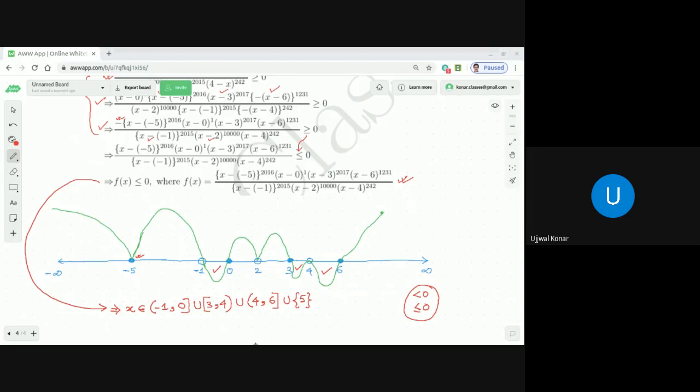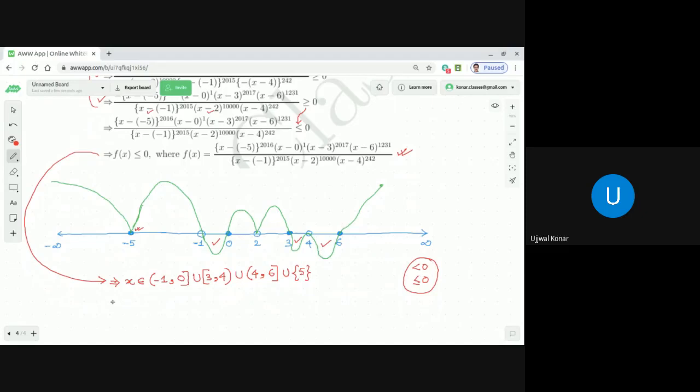Correct? So what we get? -5, -1 to 0, 3, 4, 4, 6. Correct, na, dear students? Anyone has any simplest doubt, never hesitate to let me know.